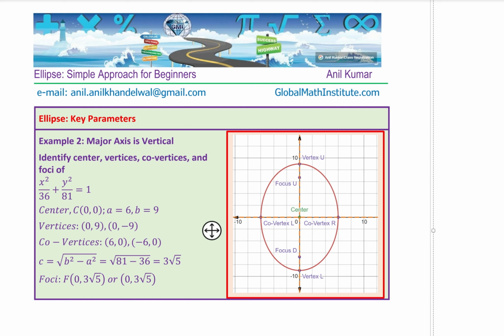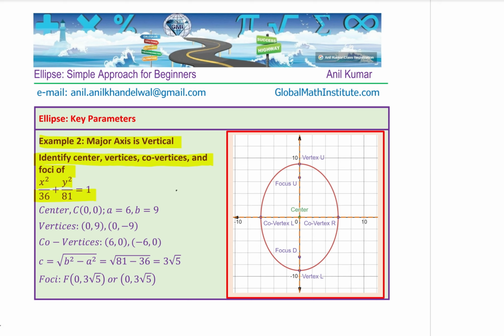In this example, let's look into the equation first. Basically, we are given the equation, and the graph you need to draw, correct? The equation is x squared over 36 plus y squared over 81 equals 1. The major axis is vertical. We need to identify the center, vertices, co-vertices, and the foci from the given equation, which is x squared over 36 plus y squared over 81 equals 1.